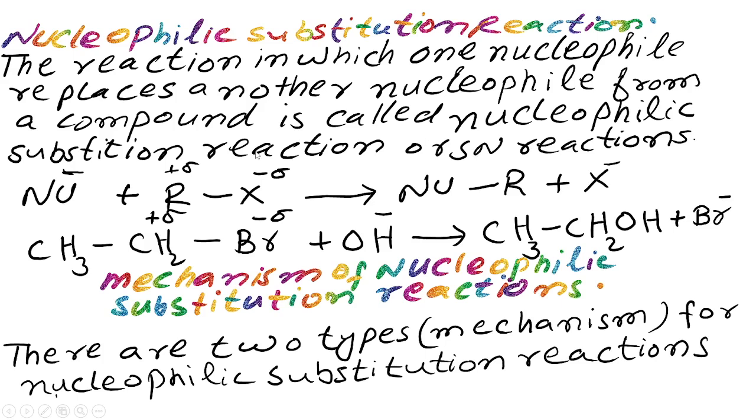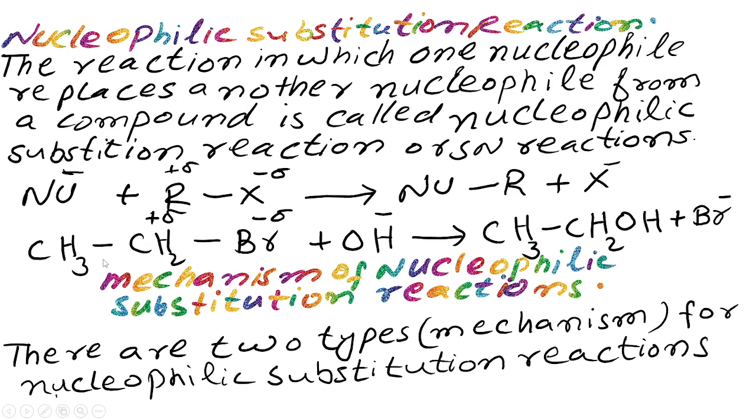reactions. For example, Nu, it is a nucleophile because nucleophile means nucleus loving. So it will carry a negative charge, and of course it will attract positive. So it will attack on R, which is partially positively charged, and X, which is partially negatively charged. So Nu will attach with R, and X will be eliminated from the compound. So it forms NuR. So Nu has replaced X minus.